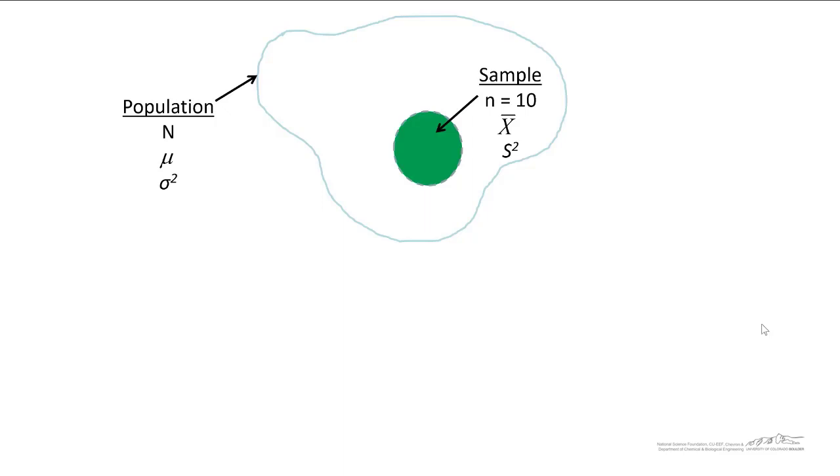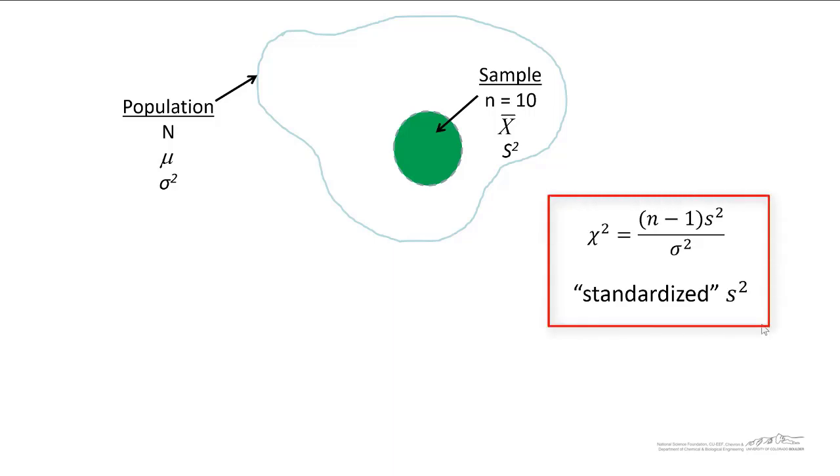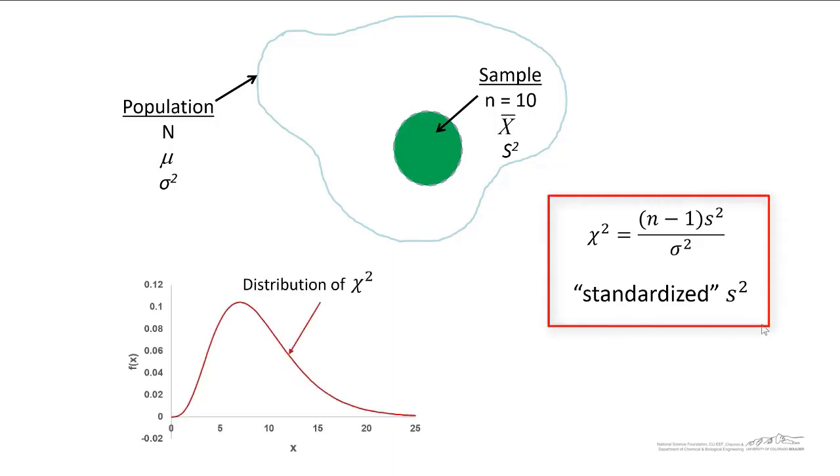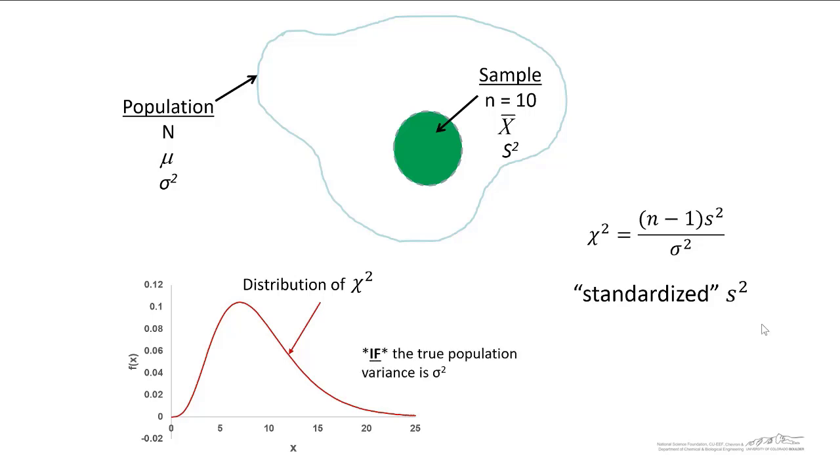Remember, if we took a population and we took samples from that population, and if we did this repeatedly, here we have a sample of size 10, and if we standardized our sample variance to compute this chi-squared statistic, and if we did this many, many times, with sample size equal to 10, we would get a distribution of this standardized sample variance, which is known as chi-squared. And that's if the true population variance is what we propose.